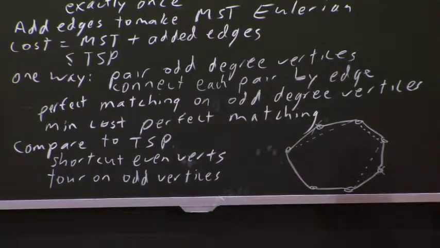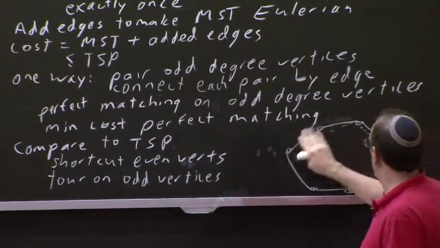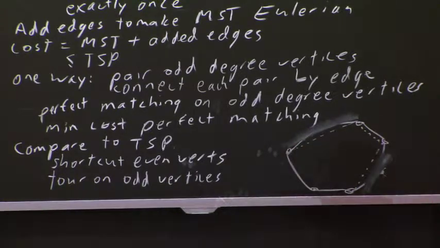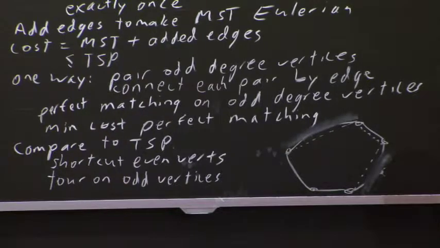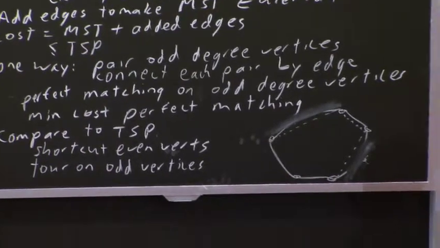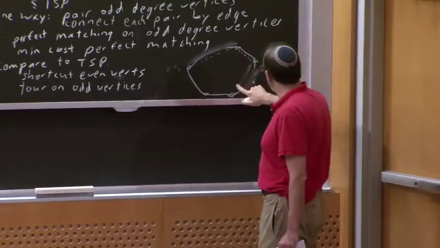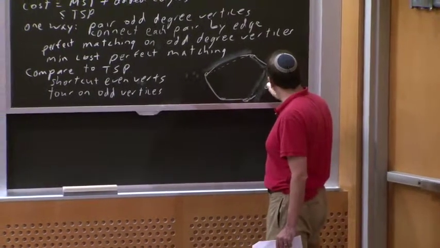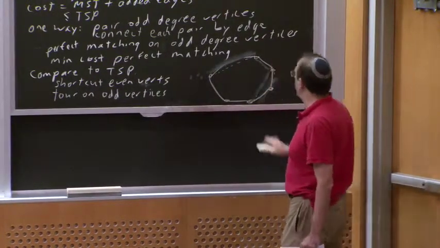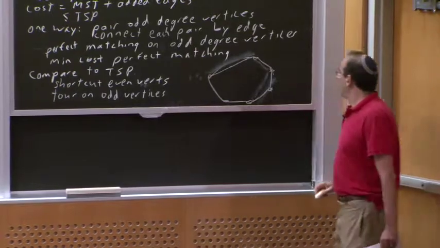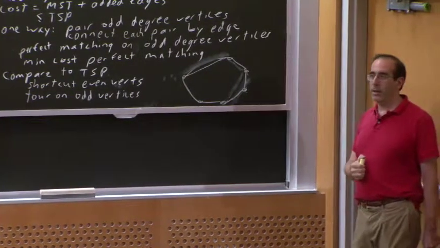So now that I've got this tour on the odd vertices, can I say something about perfect matchings between the odd vertices? Actually, we just said I have to have an even number of odd vertices. Okay. So can we say anything about perfect matchings among these odd vertices?